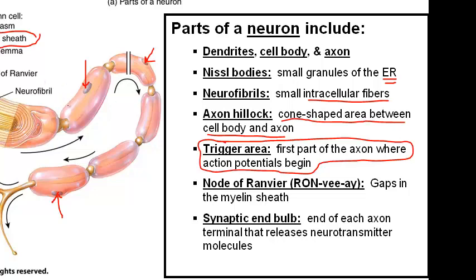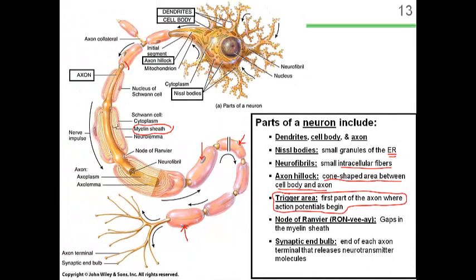But notice there are some gaps. Gaps in between the Schwann cells. These gaps are called nodes of Ranvier. And we'll talk more about nodes of Ranvier in class.